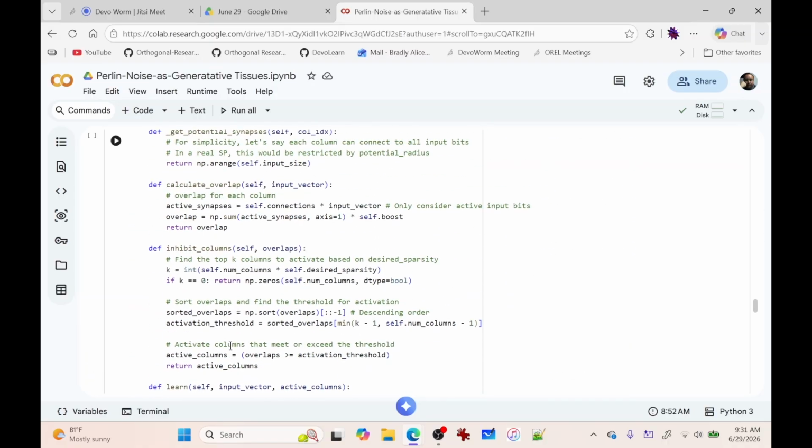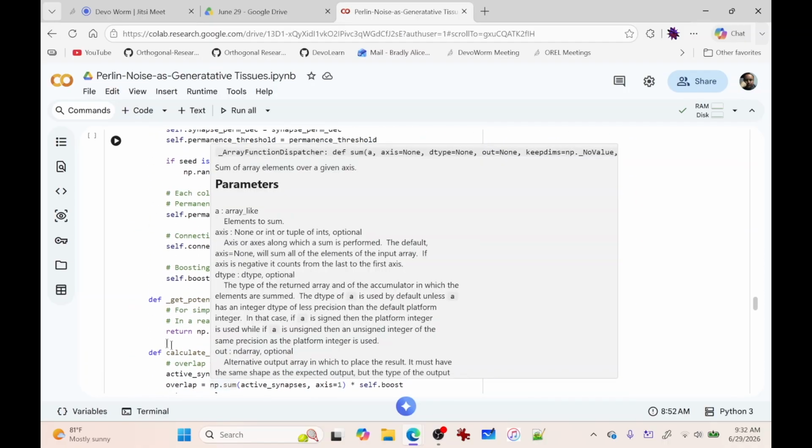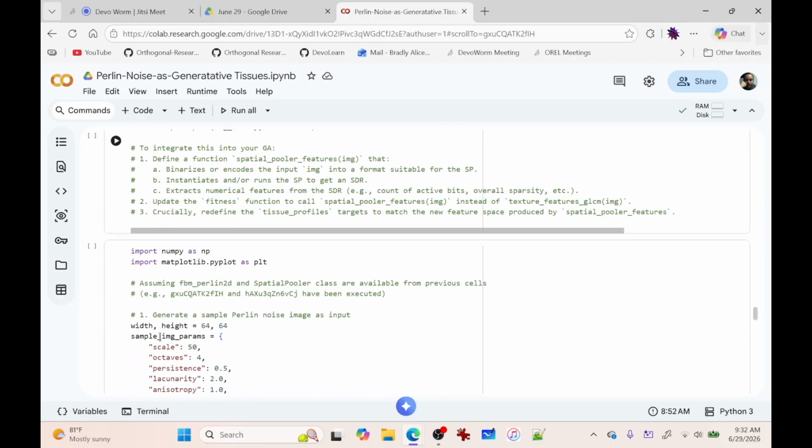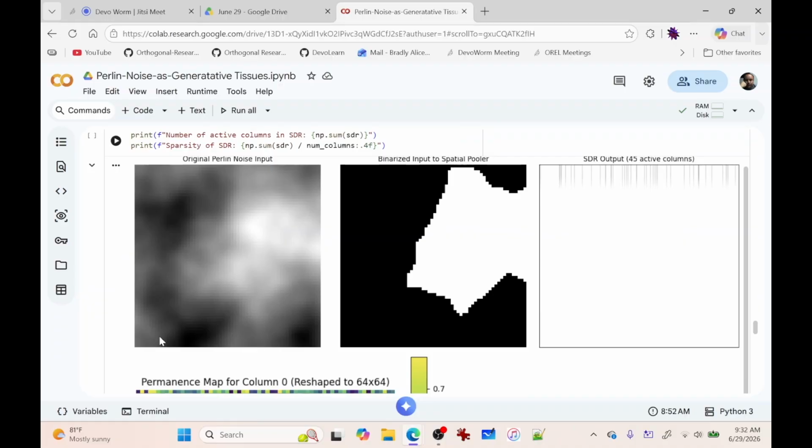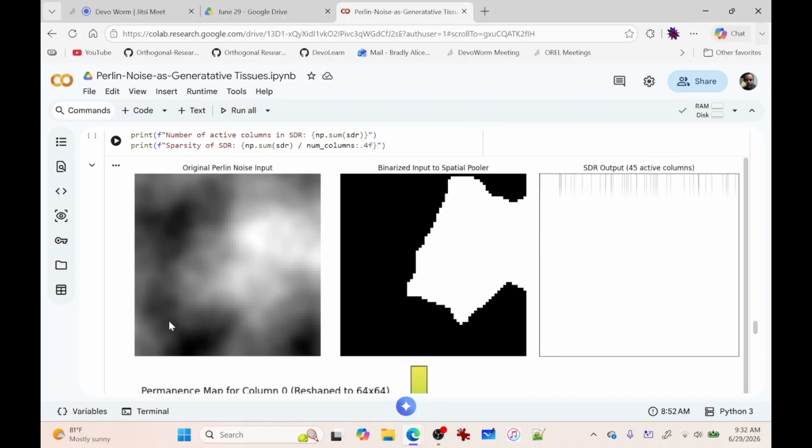So it's doing this across the image. And so now we have the benefit of the spatial pooler. This is what we have here. So this is just showing what the spatial pooler is doing. This is the original Perlin Noise input. Remember, we had this sort of wispy looking, very blurry patterns, but you can sharpen them up. Anyways, in this case, Perlin Noise is the input.